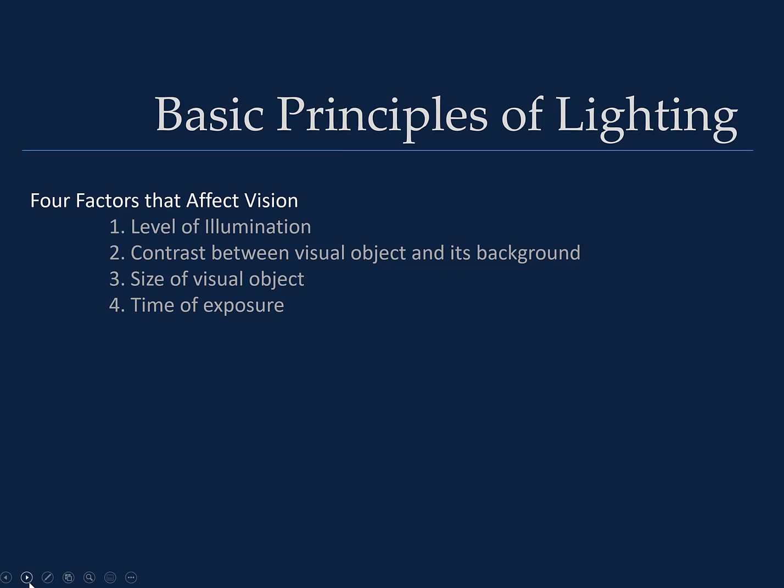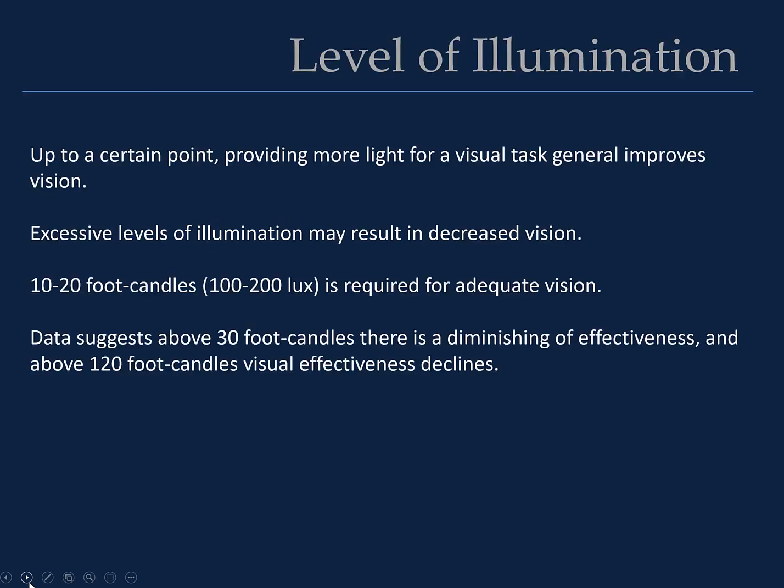So those 4 basic principles that we wanted to talk about that affect our vision and how we see things are the level of illumination, contrast, size, and time. And we're going to talk about each one of these individually. So first, talking about level of illumination.